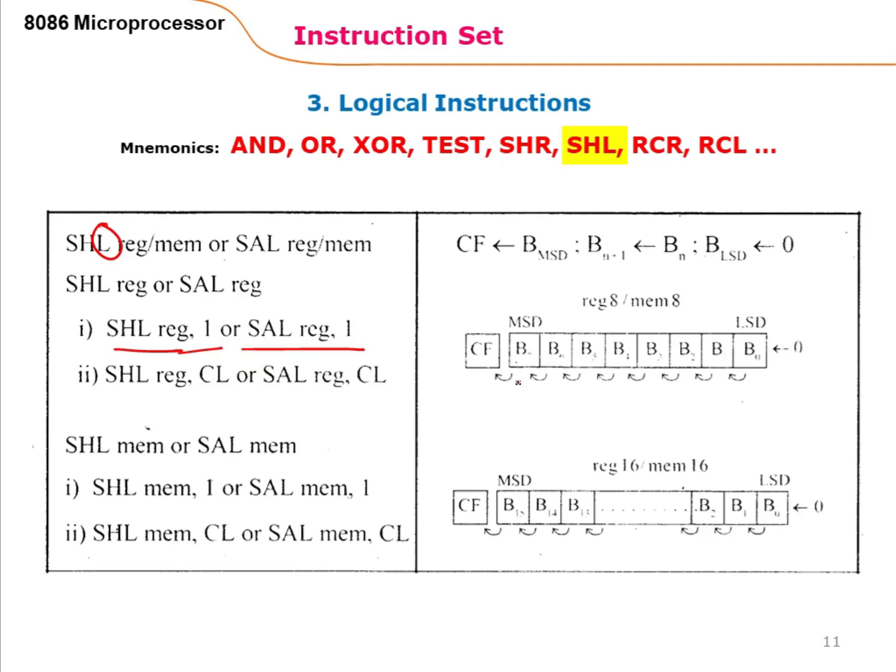So what happens here? All the bits are shifted towards left. The most significant bit is transferred to the carry flag, and other bits are moved one bit to the left of their position, and the 0 is entered in the least significant bit. So the same operation occurs for 8-bit register or memory, or 16-bit register or memory.